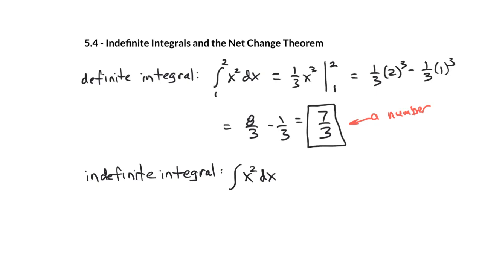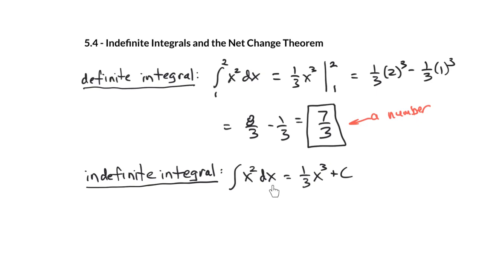Okay, now we have an indefinite integral. So we had a definite integral, now we have an indefinite integral. An indefinite integral, you'll notice, doesn't have limits of integration. So when we integrate this, what we're going to get is 1/3 x cubed plus c. We can't evaluate it at the limits of integration because we don't have them.